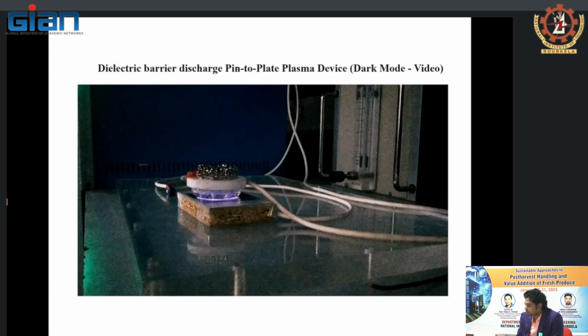This is the dielectric barrier discharge, a pin to plate plasma device. So you can see the plasma, how the plasma is generated here.